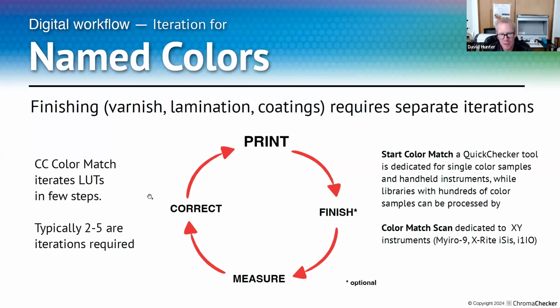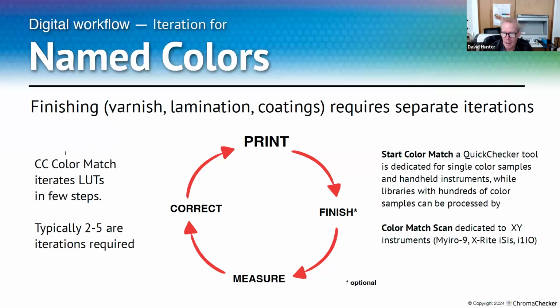So here's talking about the CC color match scan, which typically 2 to 5 iterations are required depending upon how good your profile is. If your profile is really good, meaning you used a lot of patches, a real high quality profiling program, you might be 2 to 3. But if your profiling software isn't so good, or you're using a generic profile for the output device, you might have to go 5 iterations.